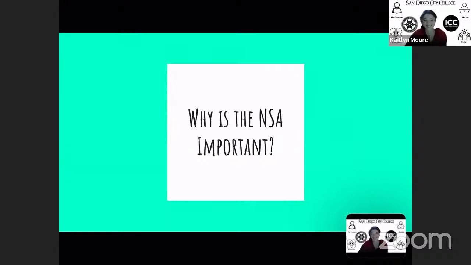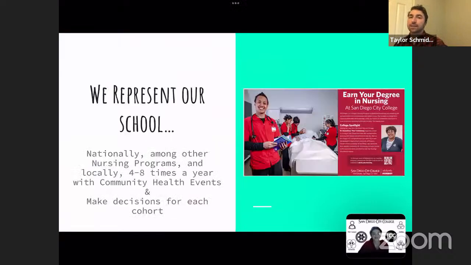Yeah, thank you. Why is the NSA important? Just for a little bit of context here, on the micro scale and on the macro scale, we have a little bit of a greater purpose. On the macro scale, we represent SDCC. And I know firsthand, working with Dean Armstrong, who's pictured on the right there, by us being active members of one chapter of a national group, we make our school look quite good when we do these community health events, and that helps us get things like grants.